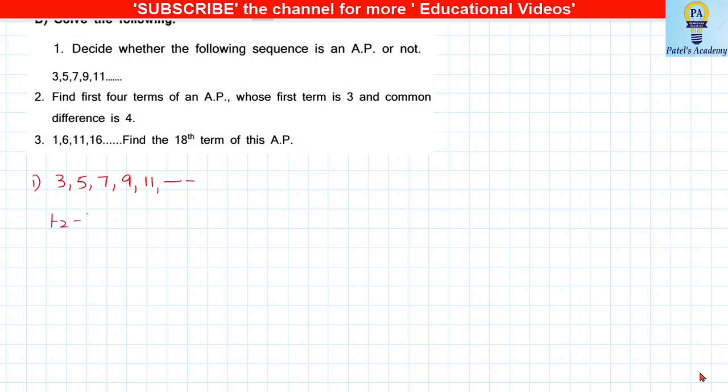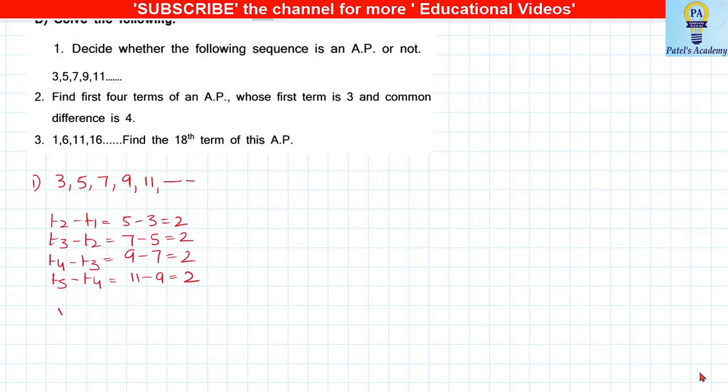So what I'll do, T2 minus T1 is 5 minus 3, that is 2. T3 minus T2, 7 minus 5, that is 2. T4 minus T3 is 9 minus 7, that is also 2. T5 minus T4, that is 11 minus 9, that is also 2. Okay, so my answer is yes, it is an AP, because the d is coming same.